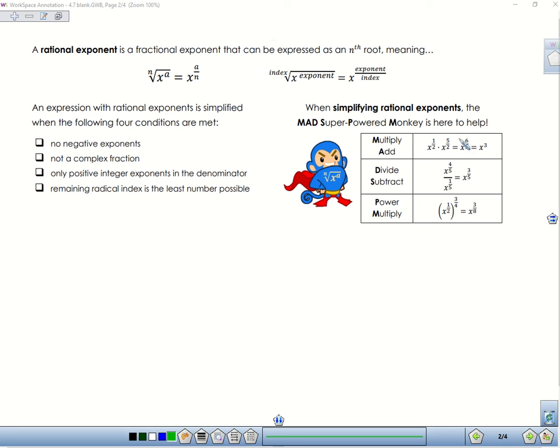When simplifying rational exponents, here are the rules that we look at. When you multiply common bases, you add exponents. When you divide common bases, you subtract exponents. And when you put an exponent that already has an exponent to another power, you multiply.